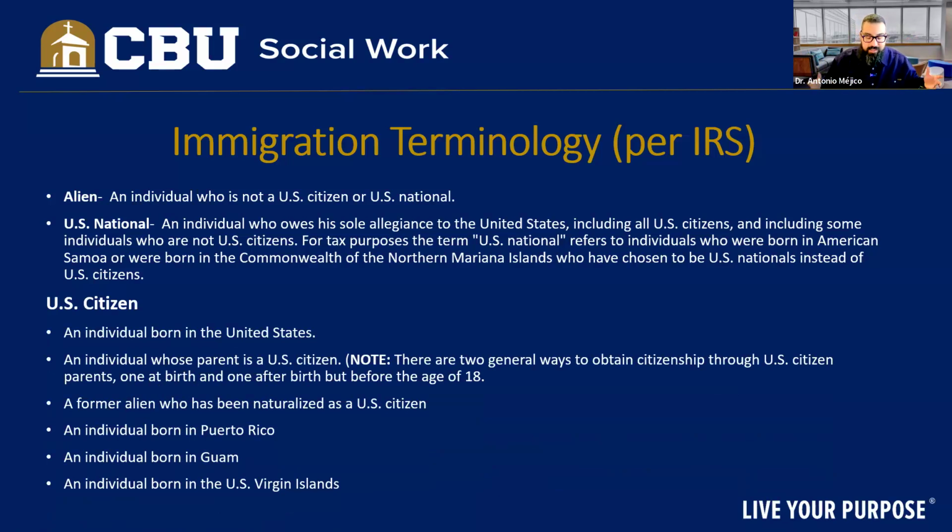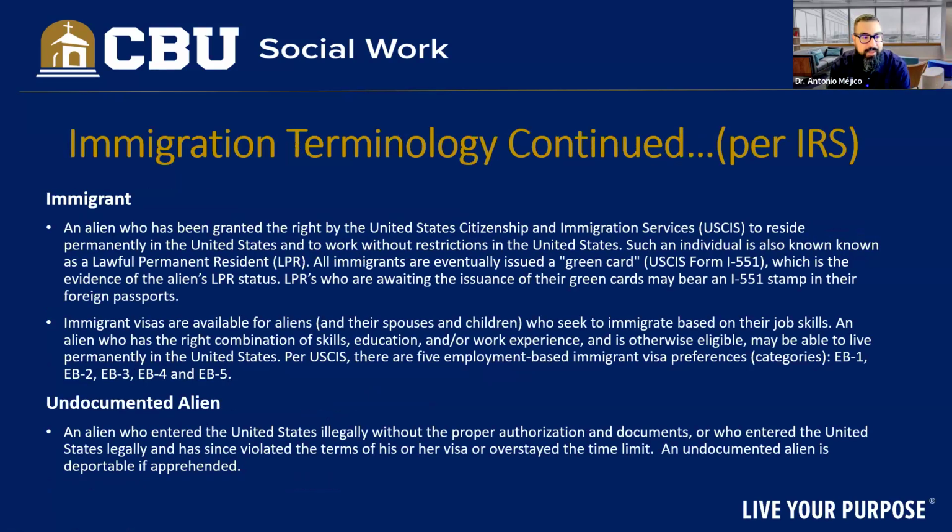Now, some of you are saying citizenship. I understand what that is, but a U.S. citizen under governmental definition is an individual born in the U.S., an individual whose parent is a U.S. citizen, and a former alien who has been naturalized in the U.S., who's become a United States citizen after they moved here, an individual born in Puerto Rico or Guam, or an individual born in the U.S. Virgin Islands. So it's important for us to understand the nuances of the language so we know how to speak adequately on this topic. Now, let's move into just a couple more definitions regarding immigration.